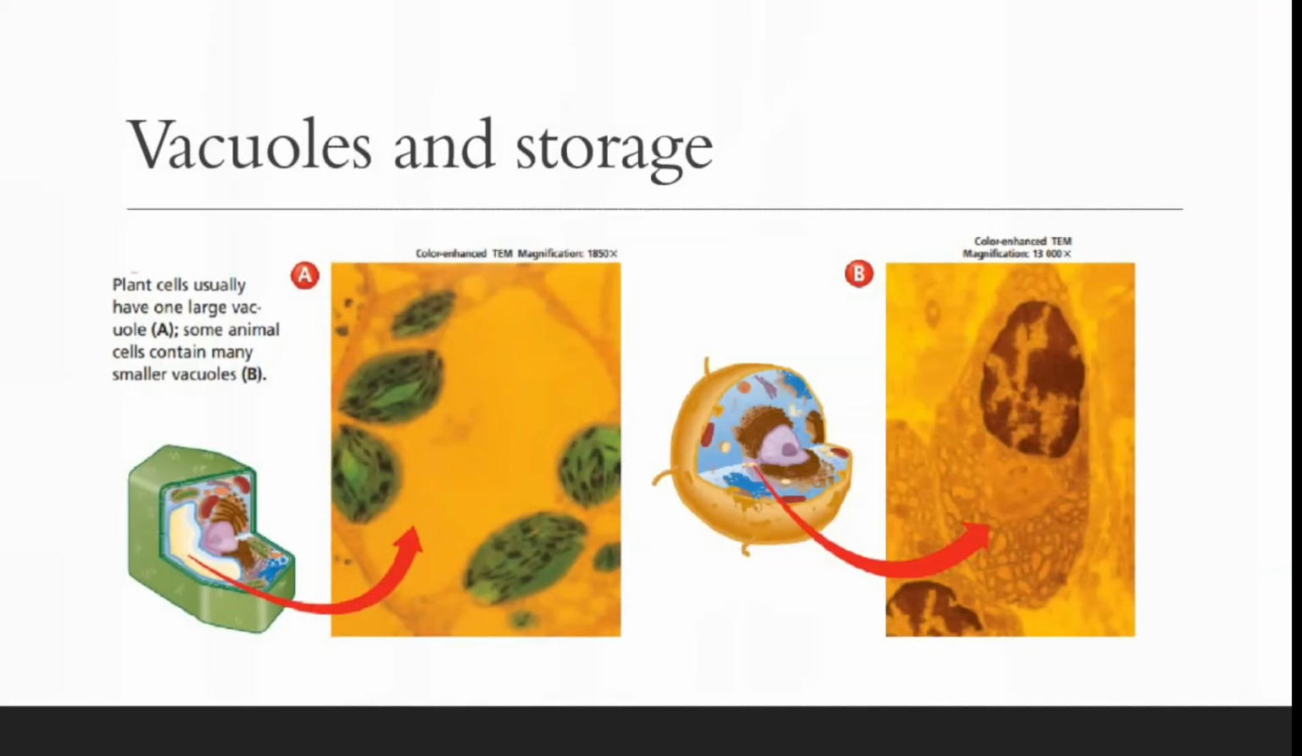Vacuoles and storage. Cells have membrane-bound compartments called vacuoles for temporary storage of materials. A vacuole, like the one in the picture, is a sac used to store food, enzymes, and other materials needed by a cell. Animal cells usually do not contain vacuoles. If they do, the vacuoles are much smaller, as shown in picture B.